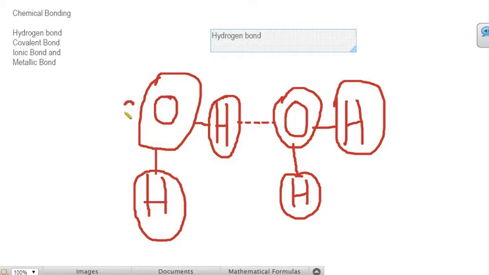Now this is an electronegative atom, while this is an electropositive atom. This is the hydrogen bond. Okay, so this is the hydrogen bond formed. Now next we continue to the other parts. Now hydrogen bond is formed. Let's just type out the text.